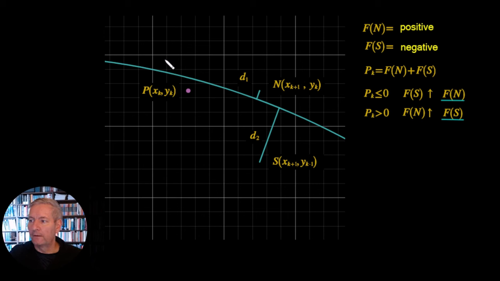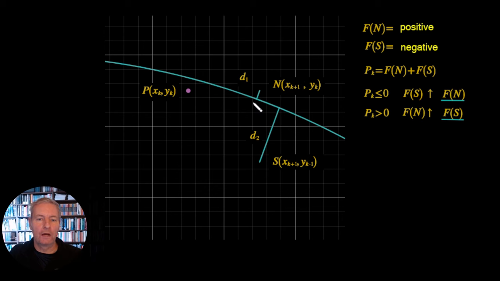Now we're going to start off in this square here. The centre of this square is this little pink dot. So we can call this square here P x of k, y of k. Now we're going to move to the right. Whenever we move to the right, we go from x of k to x of k plus 1. So we're going to call this little block here N, x of k plus 1 comma y of k. The y of k just remains the same because we're at the same height. So you can think about this N as the north block.